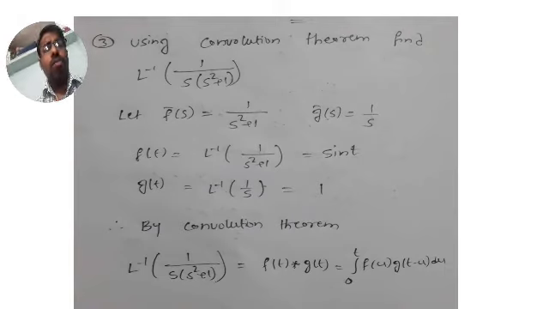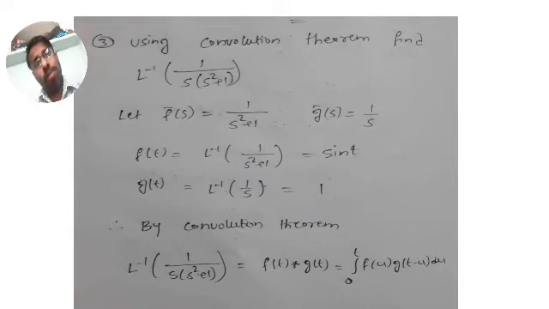So, what is the first function? What is the problem? 1 by s into s square plus 1. So the two functions are 1 by s and 1 by s square plus 1. Students, there is a product of two functions. First one 1 by s and the second one is 1 by s square plus 1. Among these two, which one is simpler? The simple one is 1 by s. So take g bar of s as 1 by s.